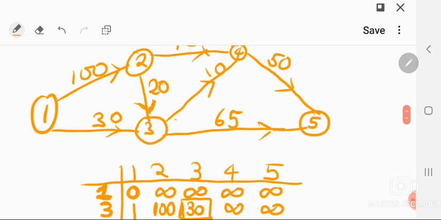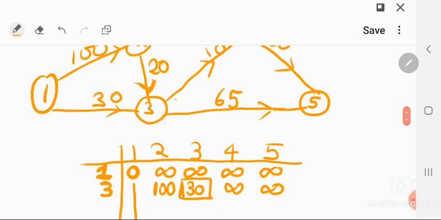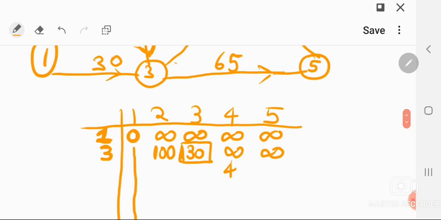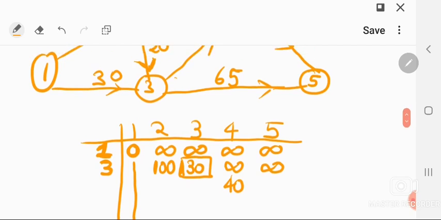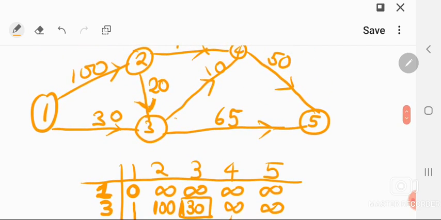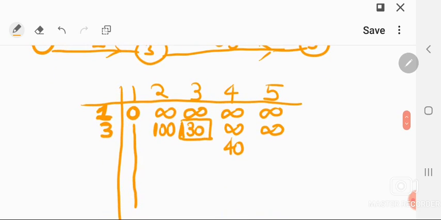So you will notice that from 3, as we said, you already counted 30. So 30 plus 10 to go to 4 will be 40. You can record the 40. So at least you put your 40 there. It's now a known distance. And then 3 to 5, you have 30 plus 65, 95. You put your 95 here. So 3 to 3, once you box a figure, you're not taking anything there, so that route is gone.